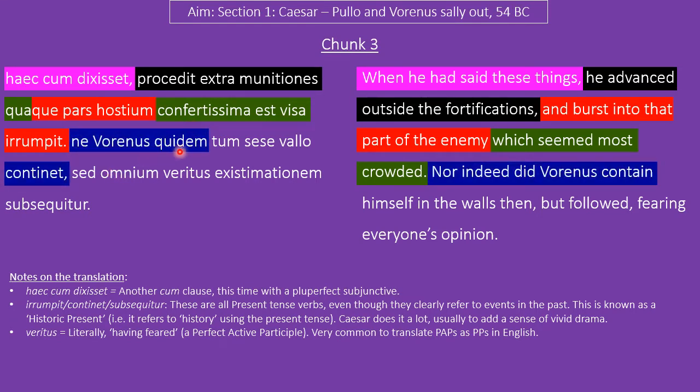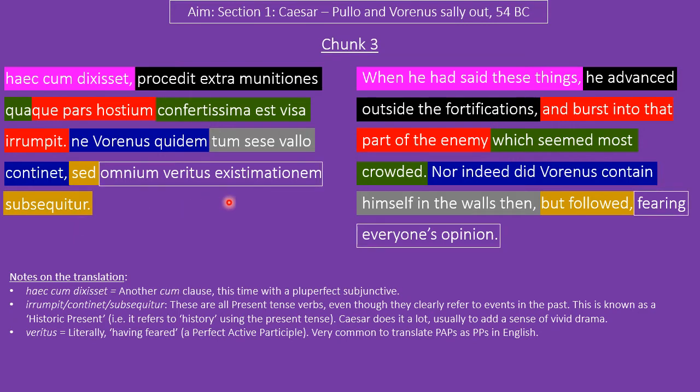Nay, nor, indeed, quidem, did Vorenus continet, hold or contain, sese, just another version of se, himself, then, technically vallo, in the wall, singular, but translated as plural, sed subsequitur, but followed, and then gives a little explanation here, veritus, having feared the existimationem, God, that's a hard word, fearing the opinion of all.